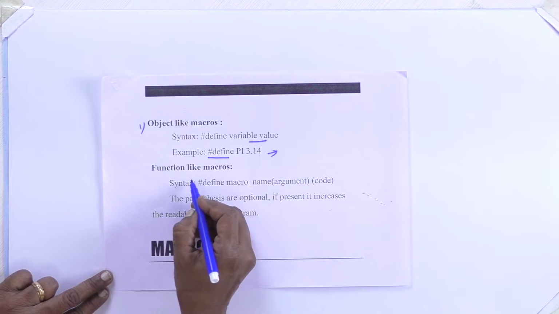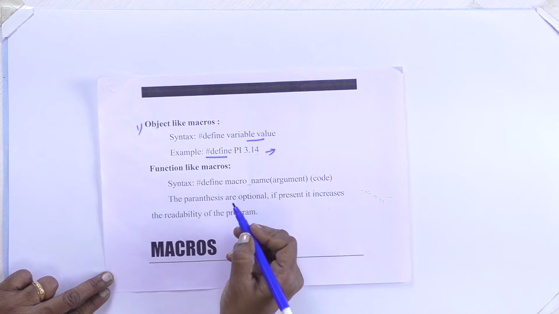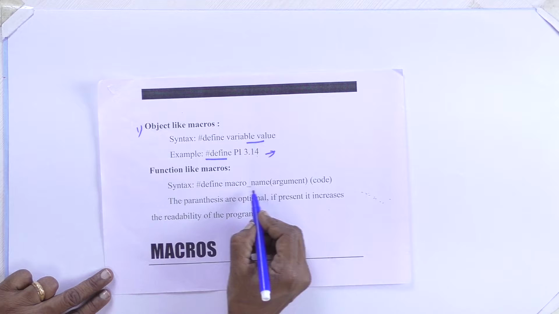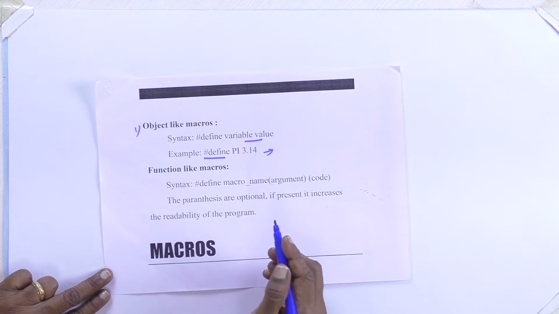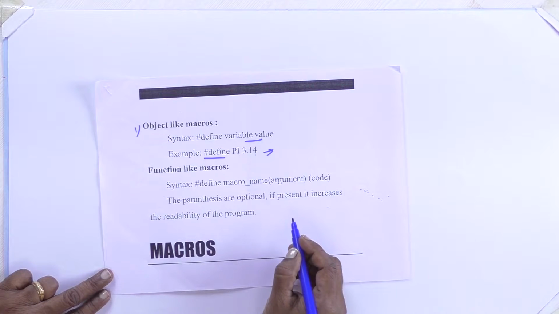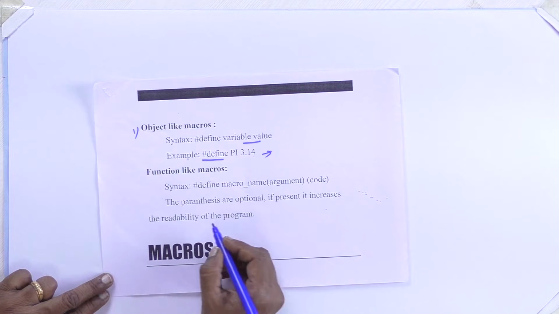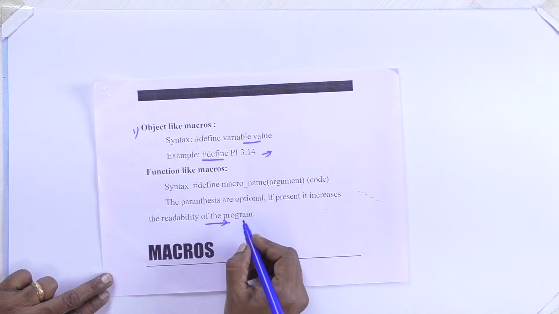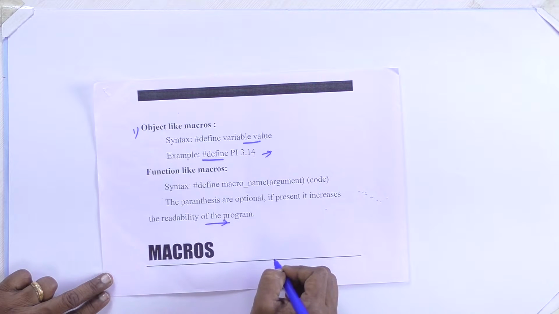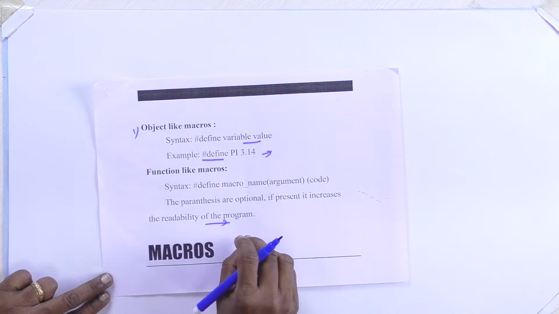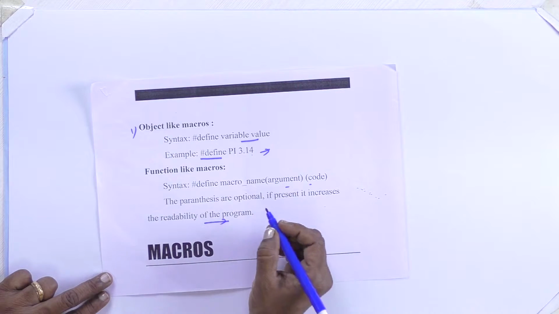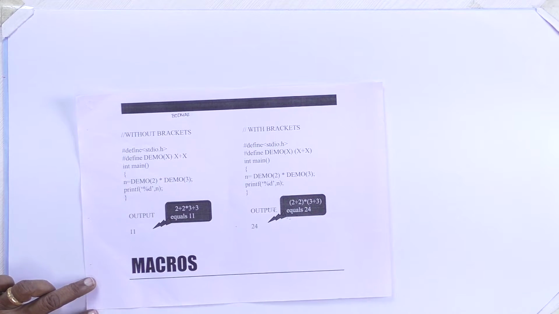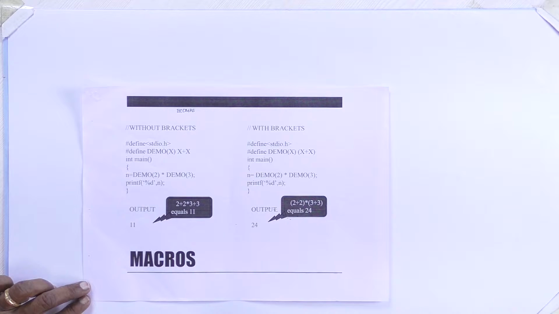If it is a function-like macro, then the syntax would be hash define, macro name, argument and code. The parentheses are optional here. If present, they increase the readability of the program. So a user can write a program, and if another layman reads the program, this argument code will help them to understand. Now let us discuss a macro with an example.